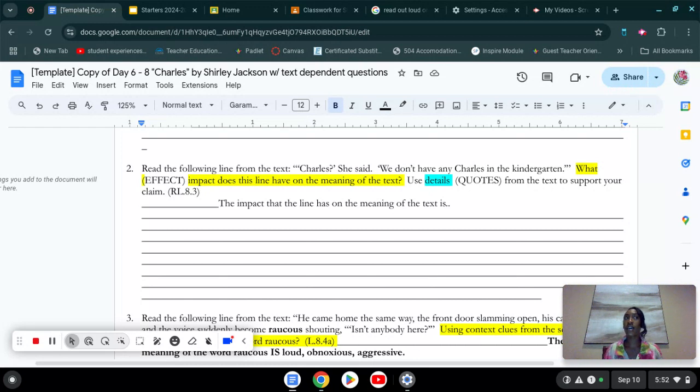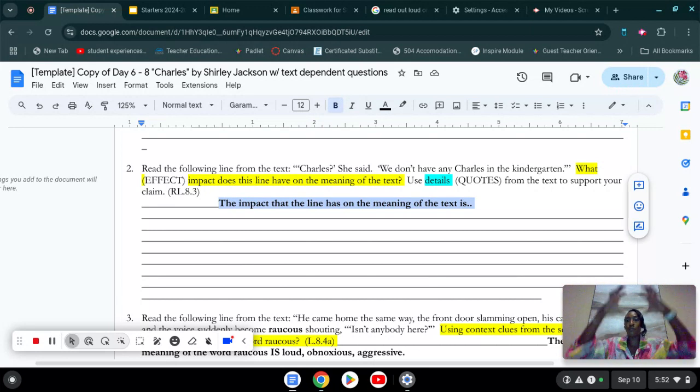And so when she says at the end of the story, we don't have a Charles in kindergarten, how does that affect the story? So what impact does that have on you as the reader? You're thinking Charles is a whole separate person just to find out at the end that he doesn't even exist. So what effect does that have? So again, we have our sentence stem here. The impact that the line has on the meaning of the text is what? How does that make the story change? What does it make the story feel like now that you know this huge bombshell at the end of the story? So that's how you're going to answer question number 2.